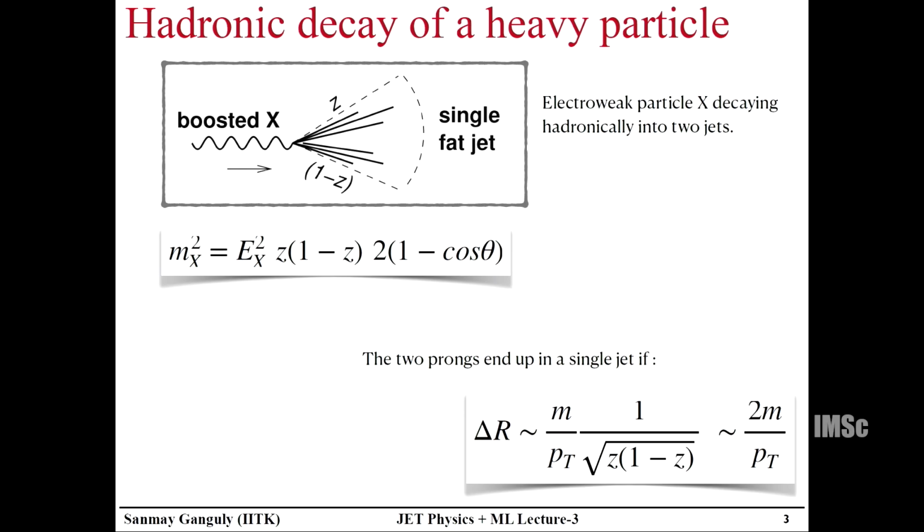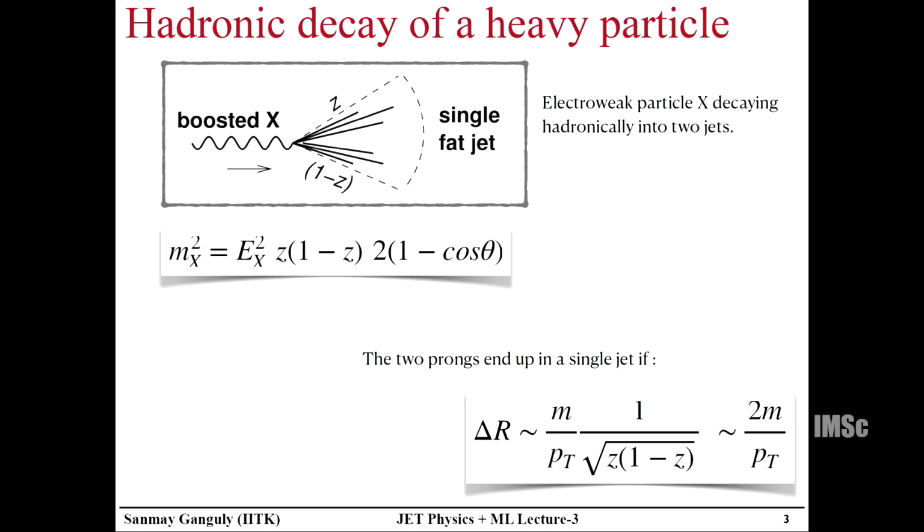The origin of this number 2 is where this function 1 by square root z into 1 minus z picks up, and that's it. Now if you ask, does it guarantee that if I choose the radius of the jet exactly to be 2m by pT, I will catch all the shower fragments originating from a boosted jet? No one can. It's a stochastic process. It's a quantum mechanical evolution. So no one can guarantee that. But the thumb rule is that if you choose this radius, more often than not, you catch all the showers so that the jet spectrum is undistorted.